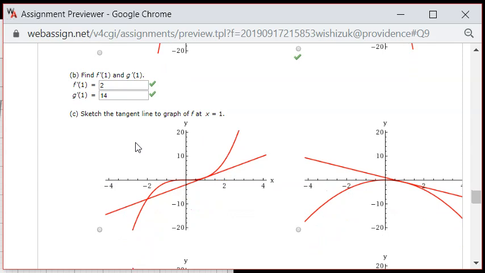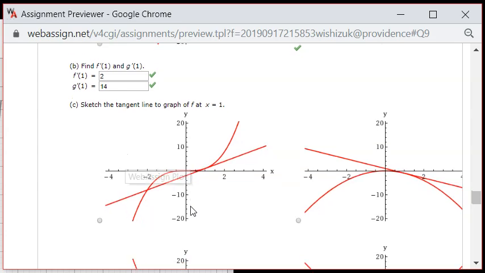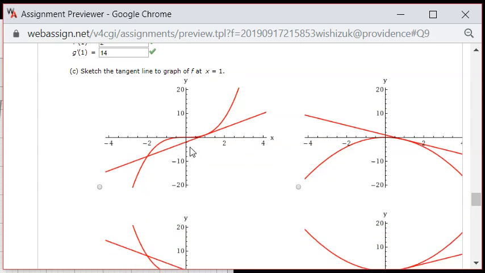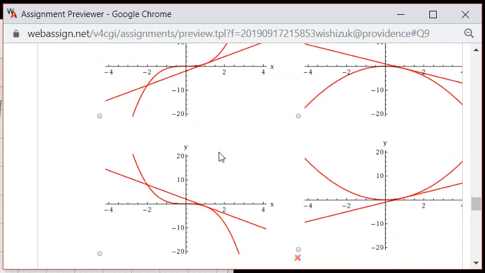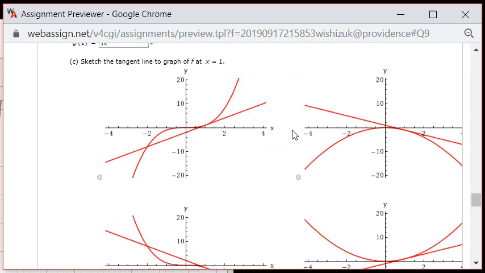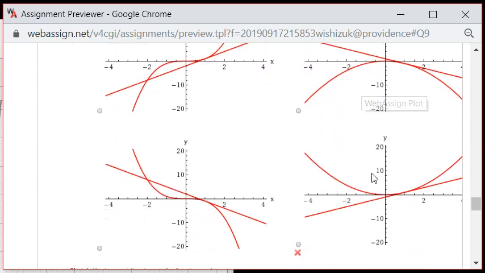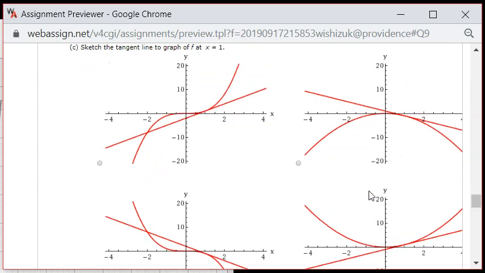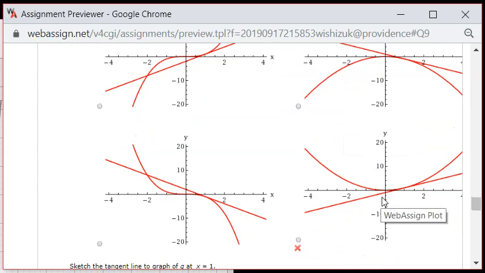Sketch the tangent line to the graph of f at 1. All right, so the derivative at 1 is 2, so the slope of the tangent line is 2. So it looks like, let's see, this is not going to be it because it has a wrong graph there. This is a wrong graph there. So it's between the second one and the fourth one. But here, the graph of f is wrong, so this is the only one. So this is going to be the correct one.